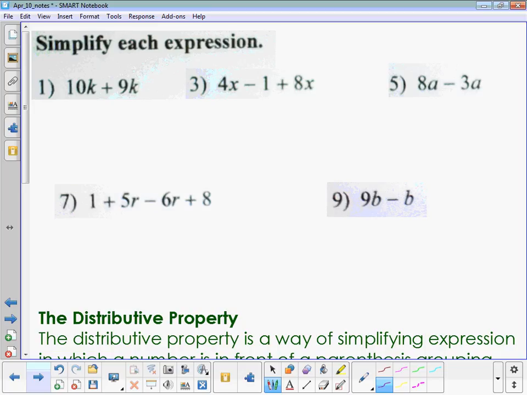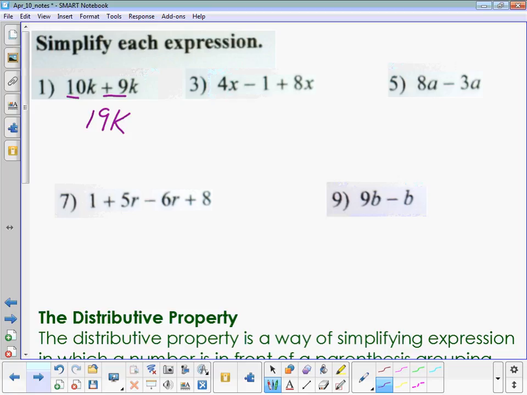I've got a 10k plus a 9k in problem number 1. Well, all I'm going to do is take the 10 plus 9, and that gets me a 19, and then I have a k. Think of the k just like we did when we had our hands-on equations. They were just the stars or the x's, the little pawns. How many of those did I have? We have 19 in this case.